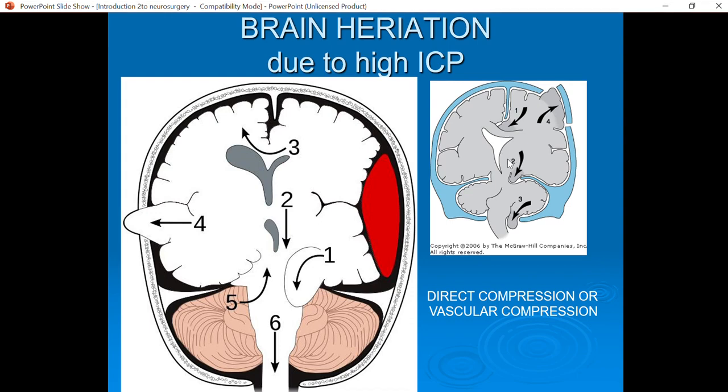The uncus of the temporal lobe is herniated through the tentorium and may compress the midbrain and other vital structures and the posterior cerebral artery and cause ischemia. The third entity is herniation of the tonsils of the cerebellum through the foramen magnum. It can compress the medulla and the cardiorespiratory center and vital arteries and veins here, and can cause death.